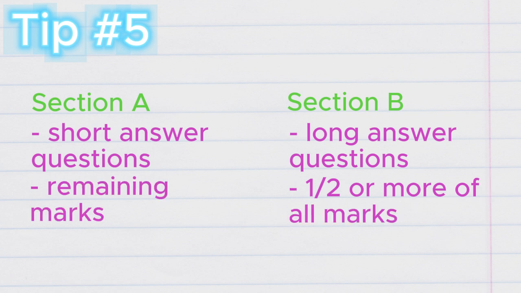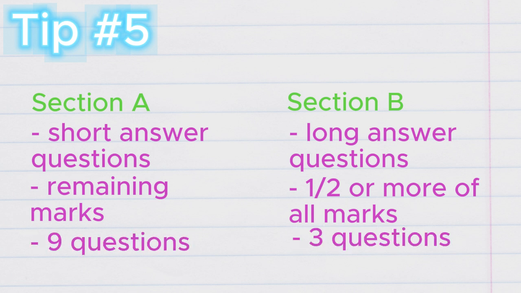Like legit. So if you answer 9 out of 12 questions and all 9 of those questions are on section A, you're gonna get a really low mark, or you might even fail the exam, despite having answered 3/4 of the questions. So be sure that you do not skip section B, and you try to allocate pretty much just as much time to section B as section A.